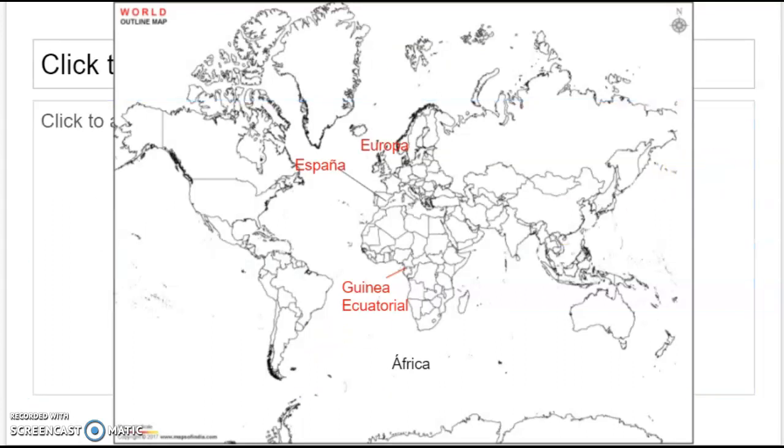Make sure that you keep this map and you study it because you are going to have a test where you have to label the different countries. Okay, gracias.